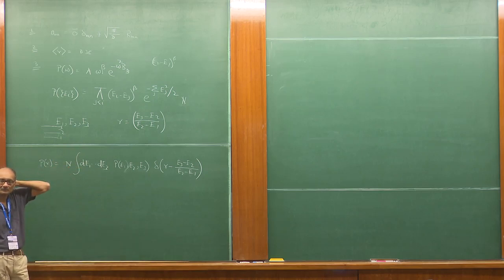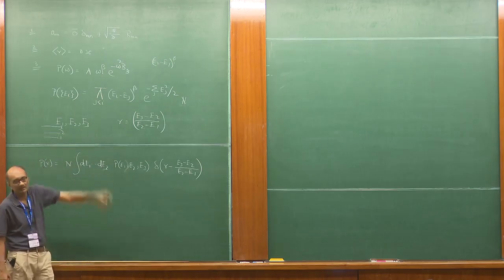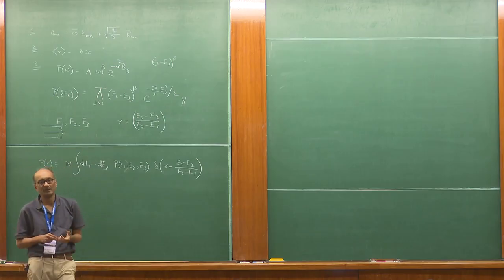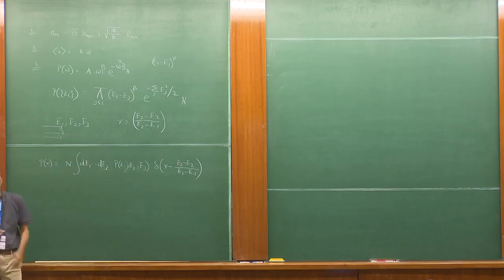And this is the probability distribution in which the energy values are arranged in ascending order? Yeah, they are arranged. See, there is this I greater than J. Yeah, so they have to be. Otherwise, you are going to miscount twice or do stuff like that.